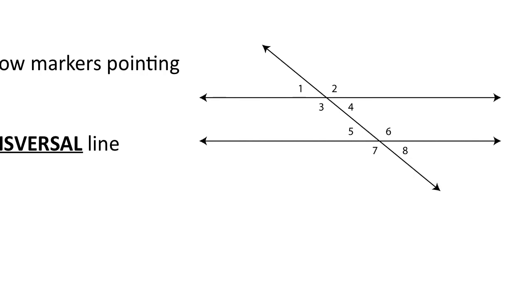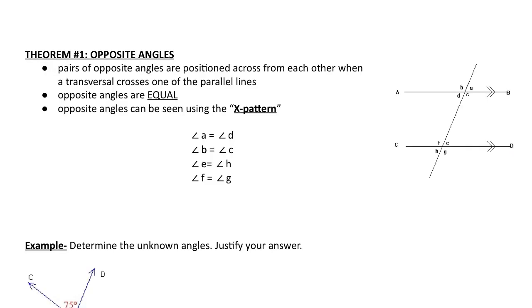So what we're going to take a look at now are what we call angle theorems. Angle theorems are properties or relationships or patterns that we can see with angles, and they are created by putting in a transversal line through a set of parallel lines. The first theorem is the opposite angle theorem.